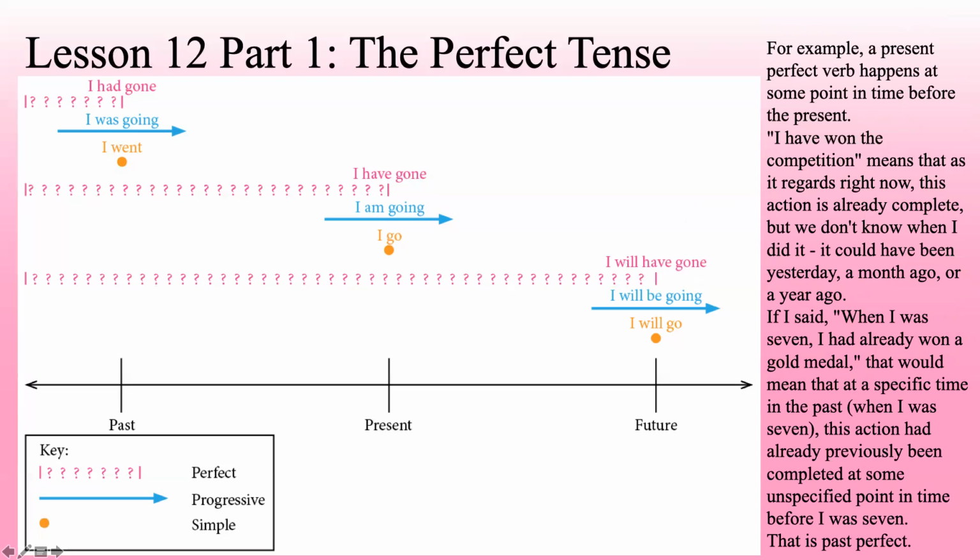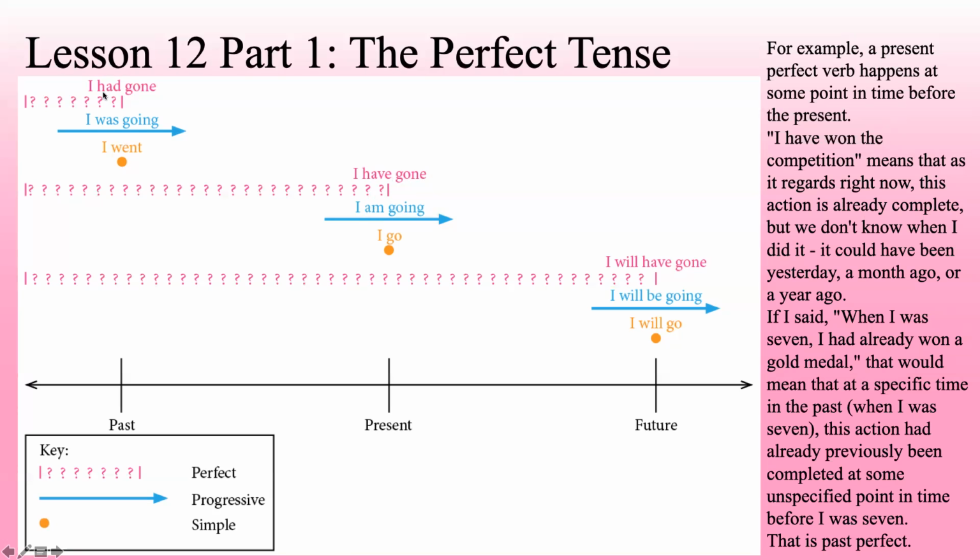All right, I've already said some of what goes on this side, but we're going to run through it again, make sure we've got this in our head. All right, so for example, a present perfect verb happens at some point in time before the present. I have won the competition means that as it regards right now, the action is already completed. But we don't know when I did it. It could have been a month ago, a year ago.